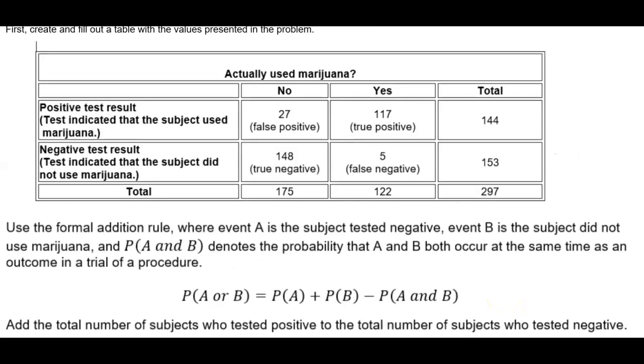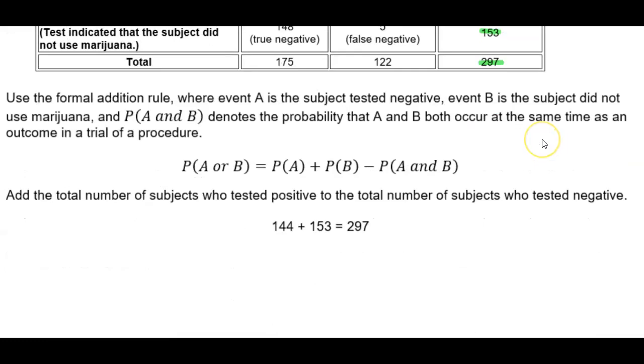So therefore, we would say the following. We have the total, which is when you add these two numbers, it gives you 297. So therefore, that gives us the total number of subjects.